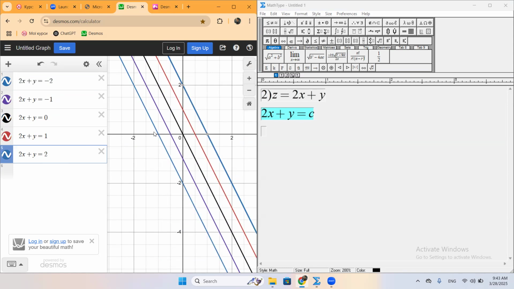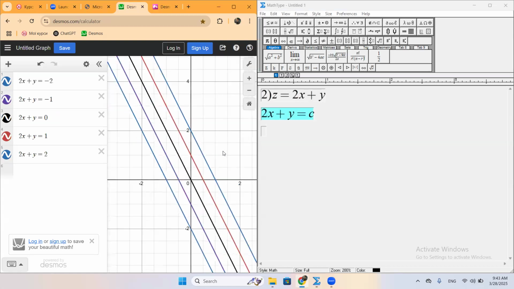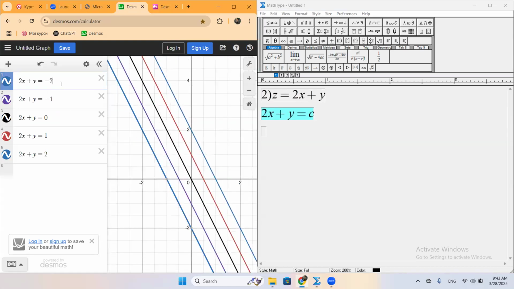So all these straight lines are level lines of the function. Any questions about this exercise? No questions. So this is the line on which the function equals -2, on this -1, and so on. Okay, moving next.